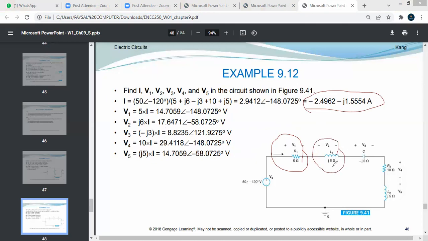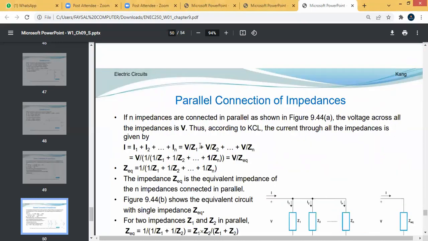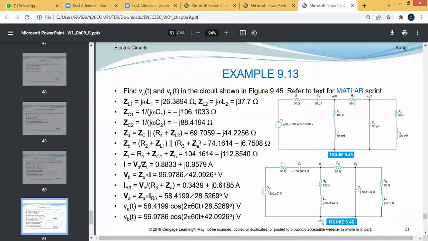So V2 will be I into j6. For V3, this will be minus j3 into I. For V4, it will be 10, sorry, j5 respectively. This is the simplest part, where we just have to multiply the value of I with R. Is it clear? Okay, let's move on to V1, V2, V3, V4, V5.